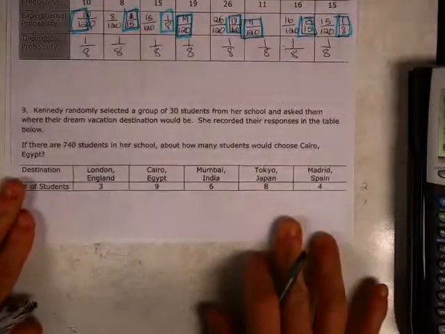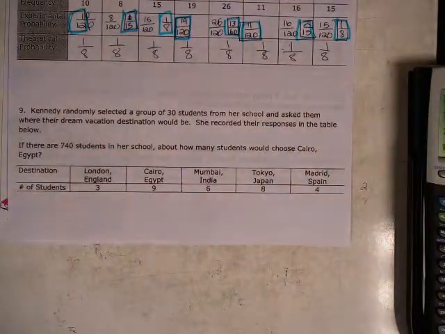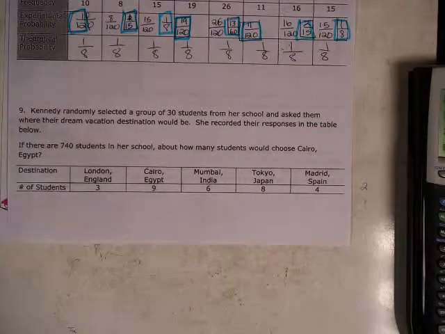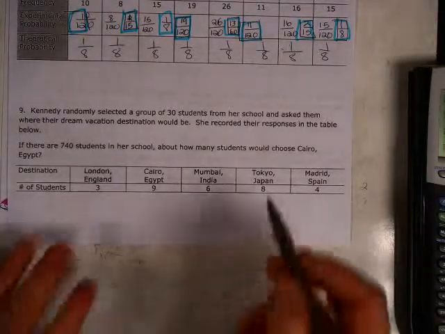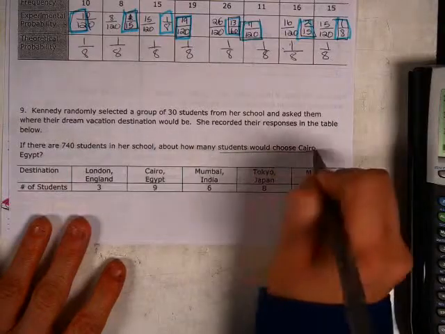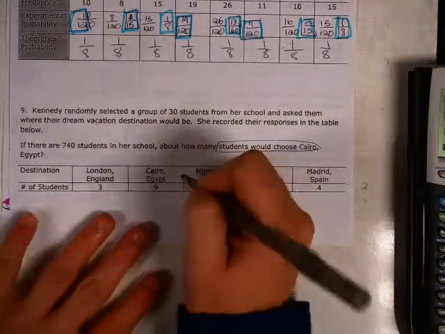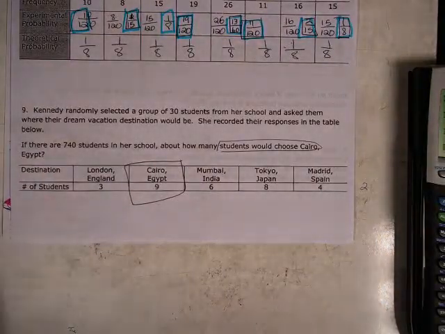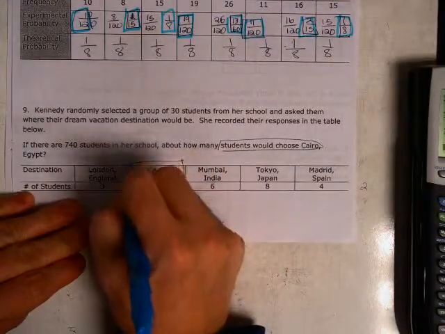Now let's go to number 9. Kennedy randomly selected a group of 30 students from her school and asked them where their dream vacation destination would be. She records her responses in the table below. There are 740 students in her school. How many students would choose Cairo? Okay, so Cairo, Egypt is really all I'm caring about. So I'm primarily caring about Cairo, Egypt in this 9.